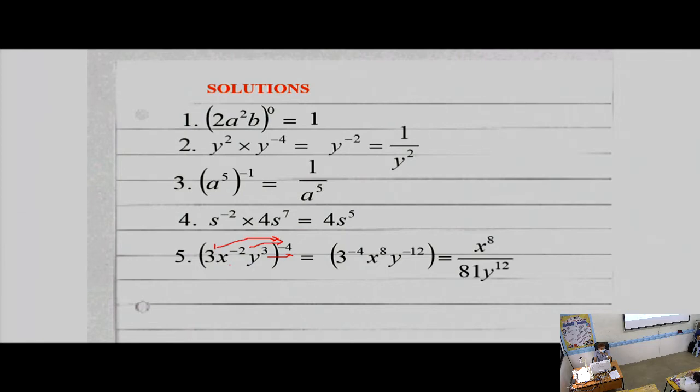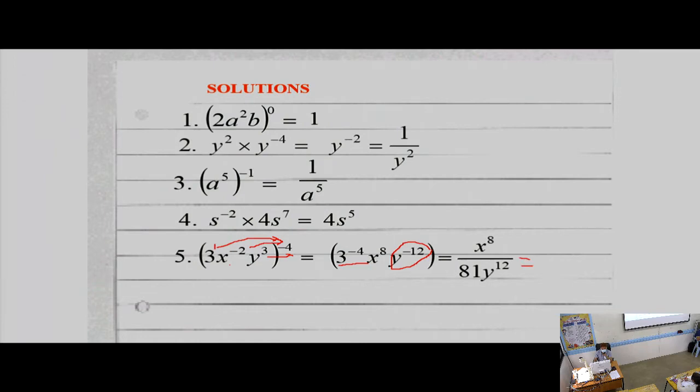Now, since x has a positive exponent, just remain as it is. Just copy it. And 3 to the power of negative 4 and y to the power of negative 12 have negative exponents. Therefore, you need to get the reciprocal of the given base and make the exponent positive. So we will have here x to the power of 8 over 81y to the power of 12.